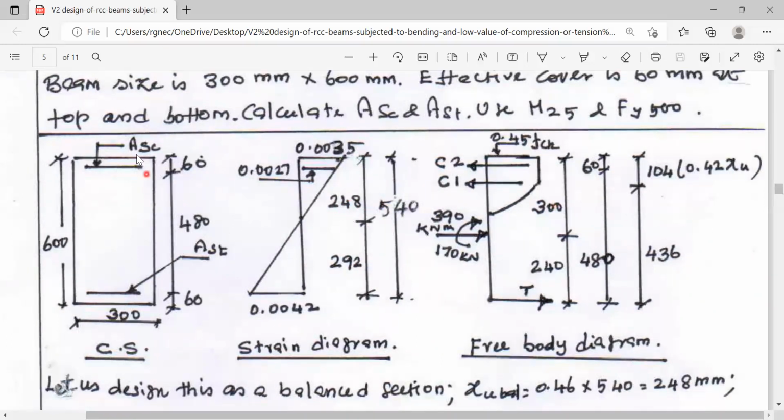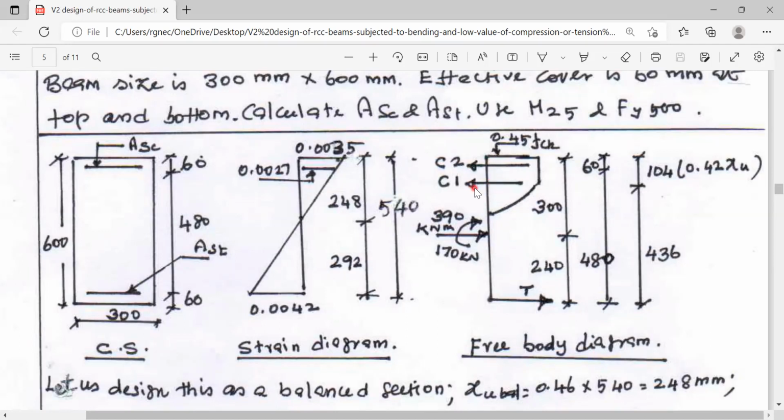And what is the strain in the compression steel? At a distance of 248 mm, it is 0.0035. Therefore, at a distance of 248 minus 60 mm, by direct proportion, it works out to 0.0027. This is the strain in the compression reinforcement, based on which we can get the value of stress in the compression reinforcement. Now, this is the strain diagram. Now we will come to the free body diagram.